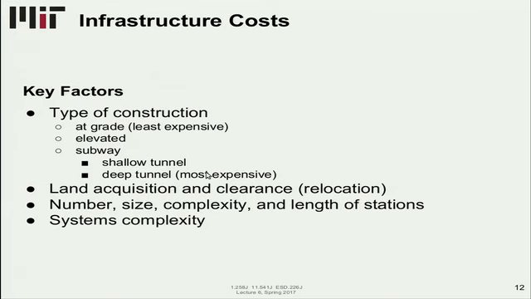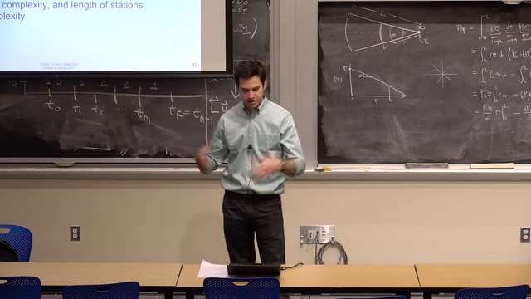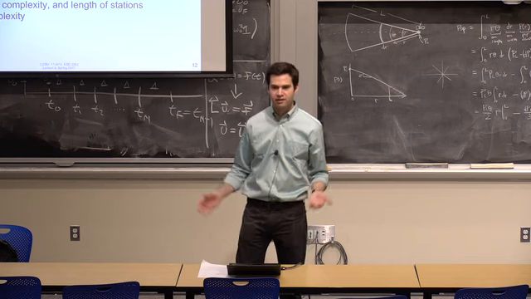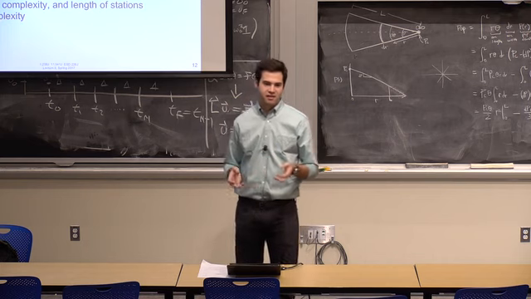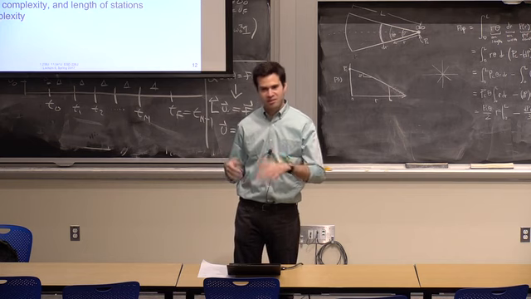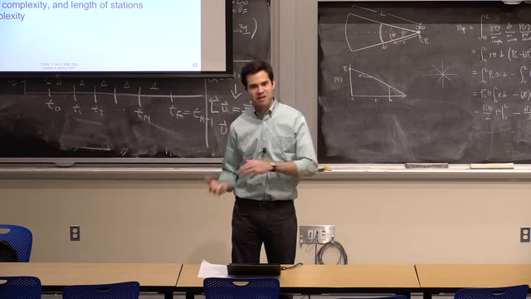So the other key factors are land acquisition and clearance. So if you're building a new line and you have to use eminent domain and buy property from the people who own that property to build your new line, that costs some money. Also the number, size, complexity, and length of the stations. So station design is a key component here. And the complexity of the system. Is this an independent line, or are there many points of transfer, and how do you coordinate that during construction? Do you have to keep operating some parts of the line? How do you manage that?